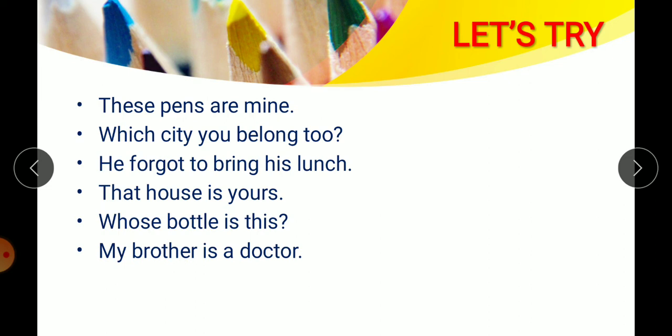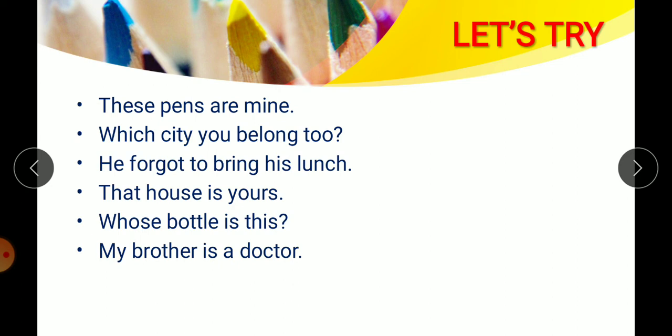Whose bottle is this? Question mark से end हो रहा है, so it will be an interrogative adjective. But you have to find out the interrogative adjective. So the word whose is an interrogative adjective. My brother is a doctor. Whose brother is a doctor? My. Brother belongs to whom? My, mera. So my is an adjective and that is a possessive adjective.